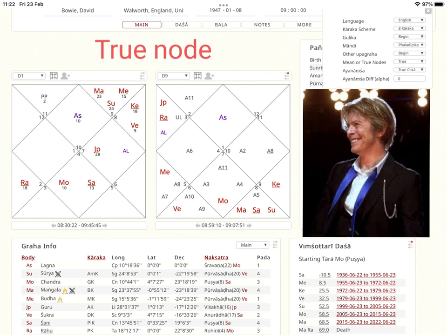Now, let's just take one event, one definite event. Let's take David Bowie's death, because that should definitely show in a chart. It must be there, right? And there are many other factors. Please don't get upset about this and think, oh, I'm going to die because I've got a similar position to David Bowie. We would have to check D60 as well, certainly, and there are some other dashas as well. But just using Vimsotri dasha, he was in Mars Rahu when he died.